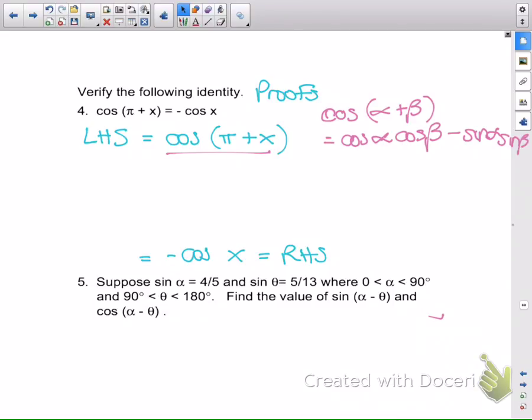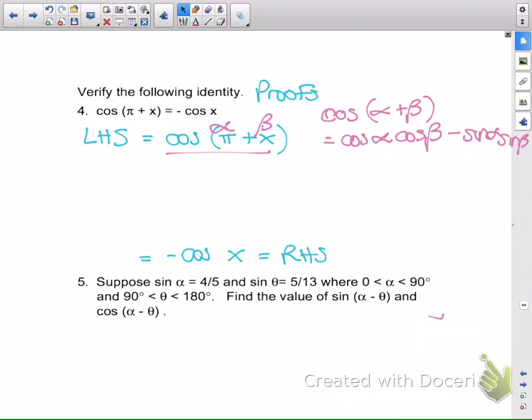So that's literally just copying off my formula sheet. I just looked for the cosine formula where two things are added together. Beta is the same thing as B, and alpha is the same thing as A. It's just different notation. So, according to that formula, what right here would be my alpha and my beta? Pi would be alpha, because that's the first thing. And what? X would be beta.